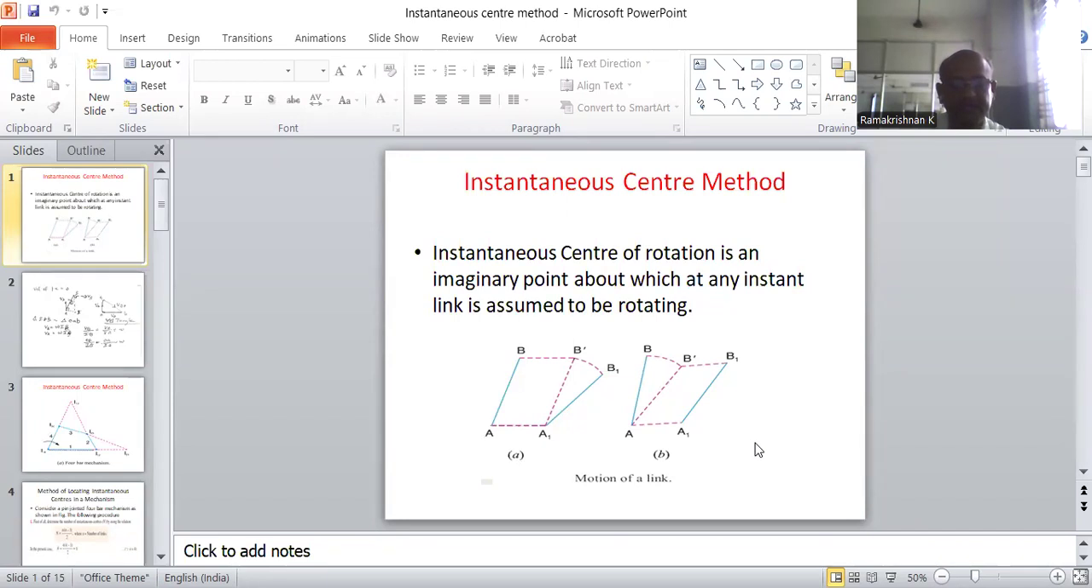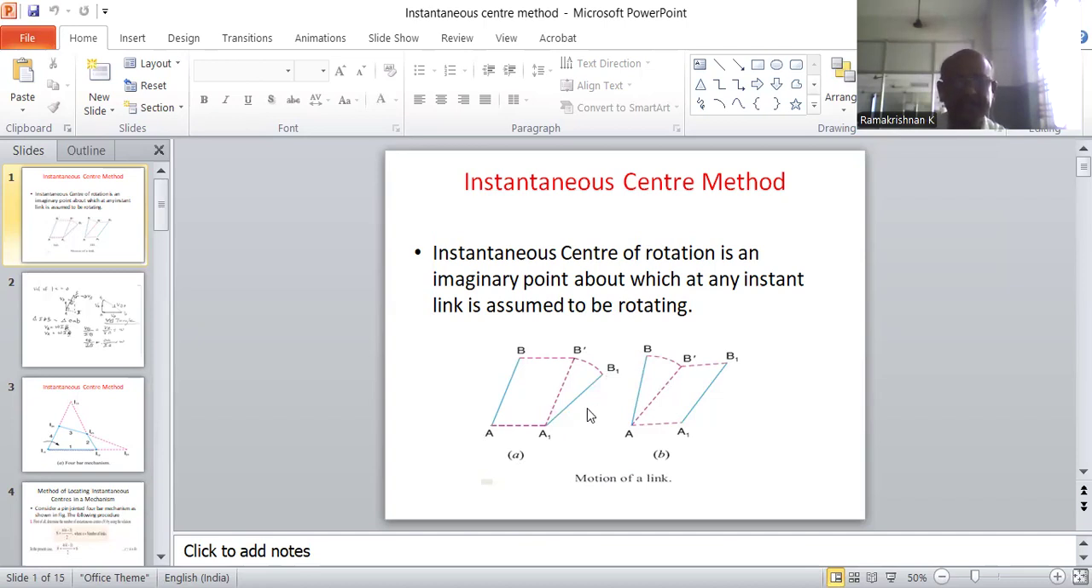For our consideration, consider a rigid link AB. At its initial position, it is at AB, and it attains a final position A1, B1 by two different types of motion, one translation and another rotation. First, by translation, it attains a position A1, B dash, and by rotation, it attains the final position A1, B1.